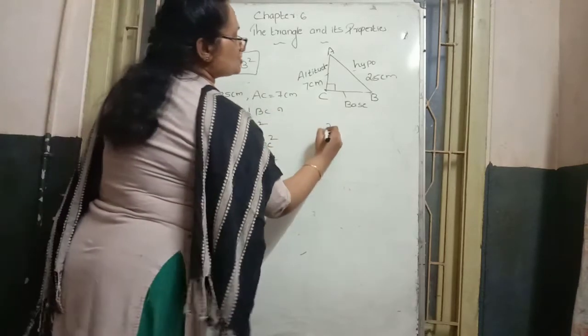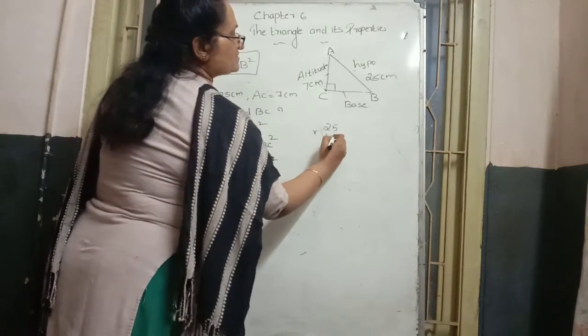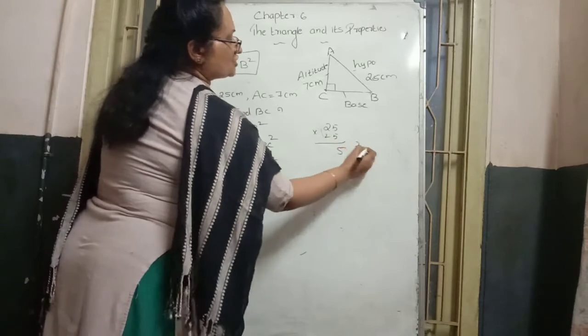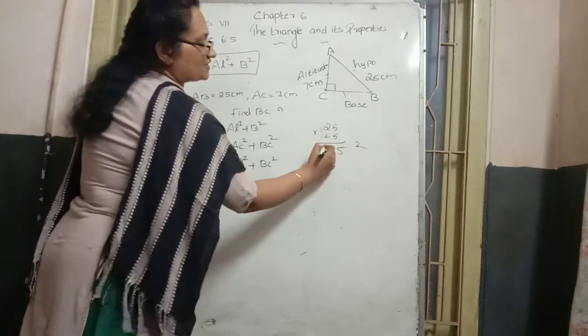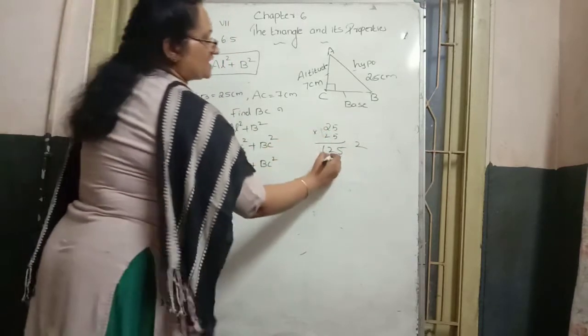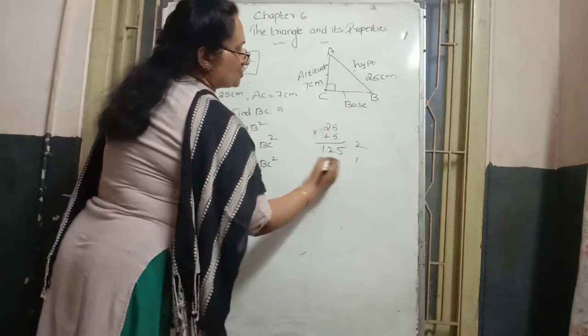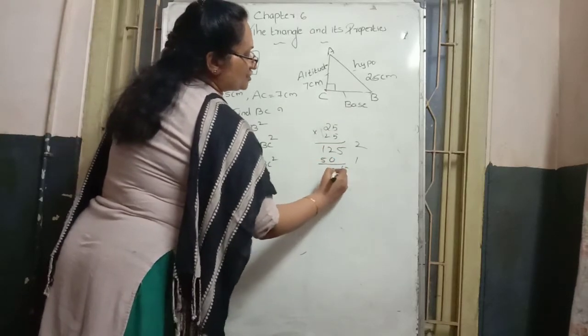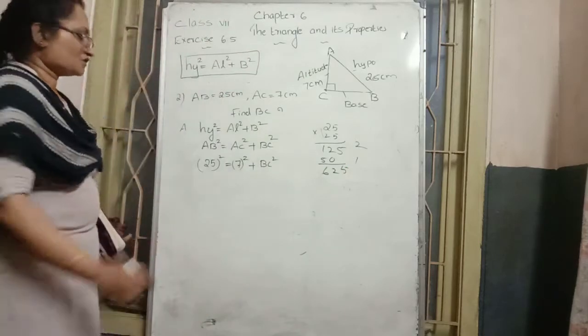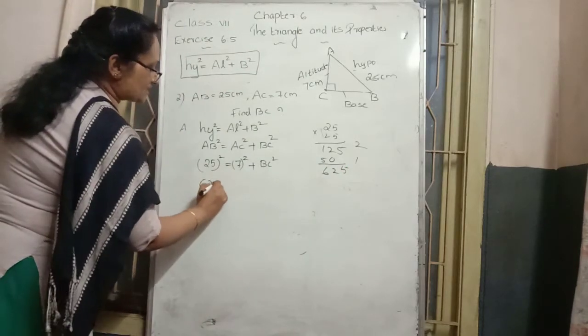25 square means 25 is multiplied how many times? 2 times. 5 5s are 25. 5 2s are 10, 10 plus 2 is 12. Again 2 5s are 10, 2 2s are 4, 4 plus 1 comes to be 5. So 625 is the 25 square. So the right side part is 625.